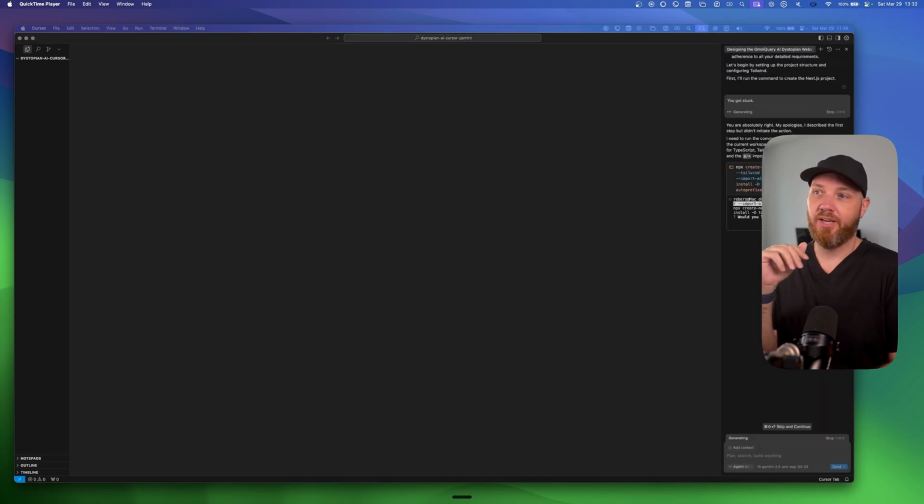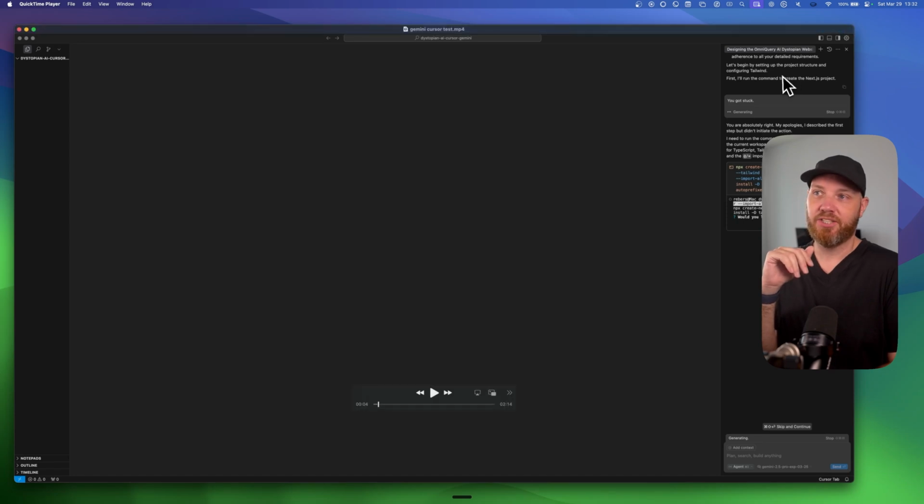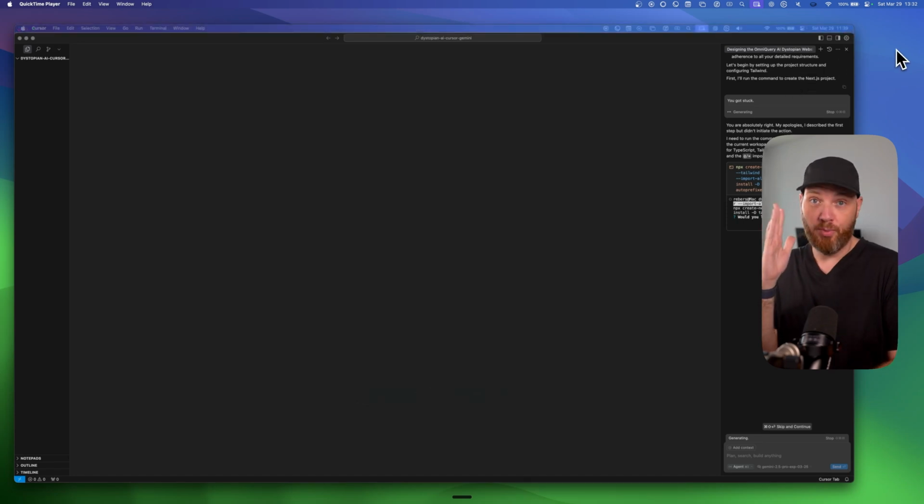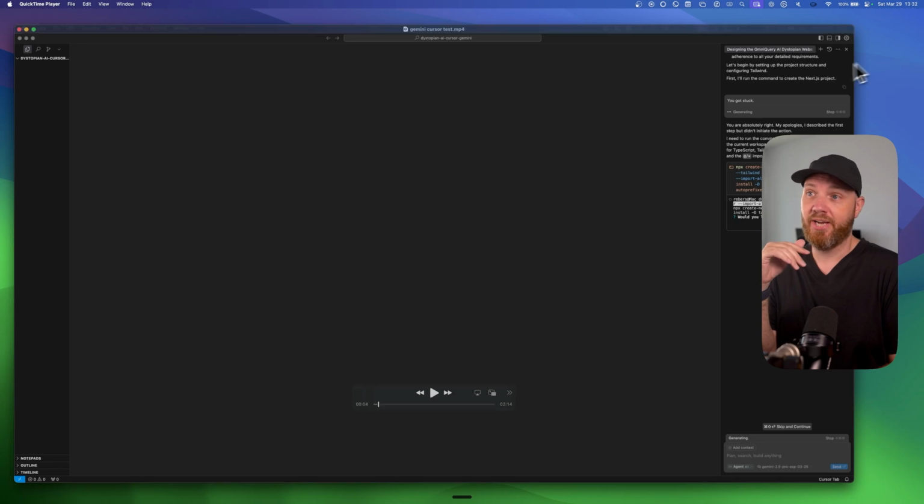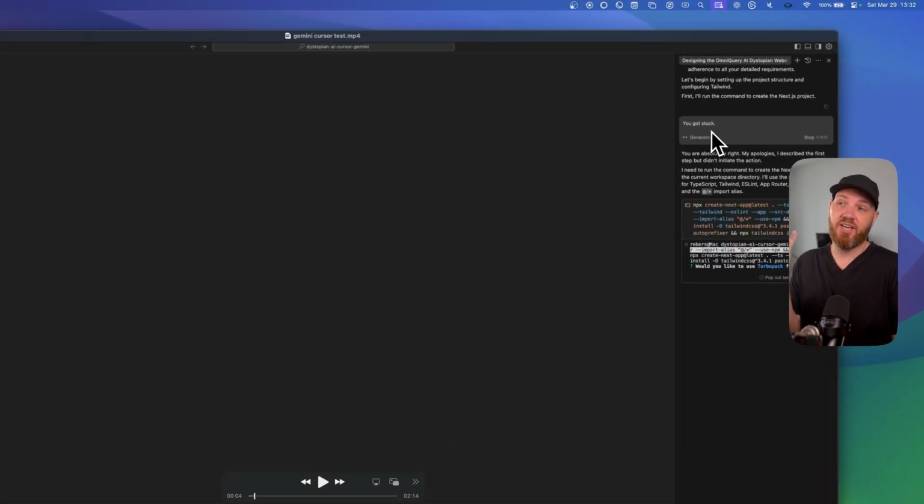Right, straight away, immediately after I sent the prompt, it started generating and then nothing happened. This happens with a lot of models, not with Sonnet, especially in Cursor, but also in Windsurf, that you get a response, but no action is taken. And that happened a few times with Gemini. So that wasn't great. Then I just told it, you got stuck. And it said, oh yeah, you're absolutely right. My apologies. I described the first step, but didn't initiate the action.